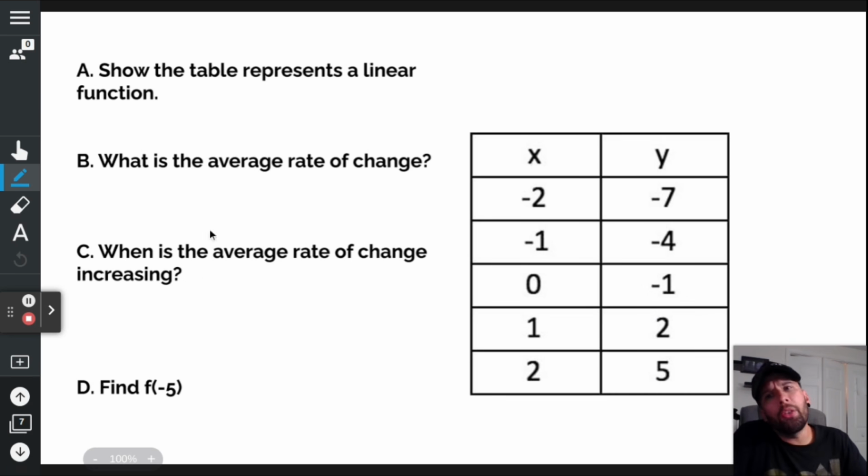Show the table represents a linear function. Got it. I know what to do. If it's linear, then these numbers go up by the same amount. Do these numbers go up by the same number? Yep, plus 1, plus 1, plus 1, plus 1. So this has to be the same thing.